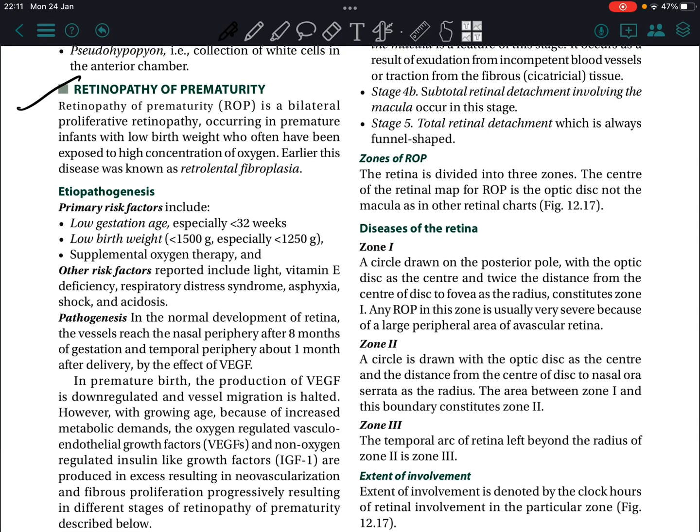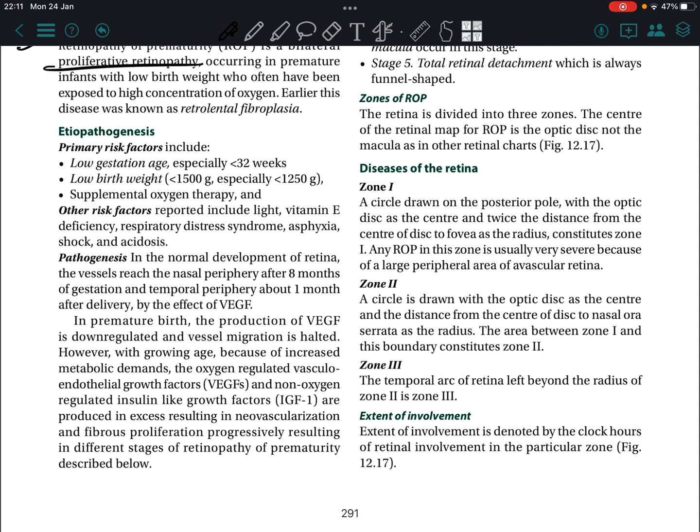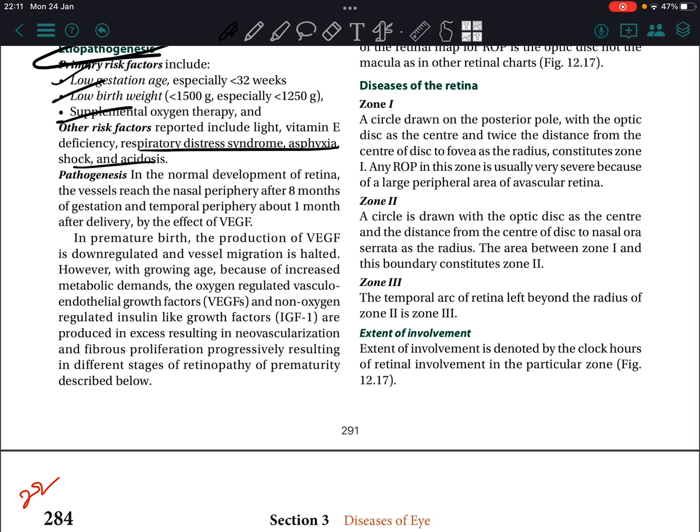Retinopathy of prematurity is a bilateral proliferative retinopathy occurring in premature infants with low birth weight and low gestational age. Other risk factors are asphyxia, shock.